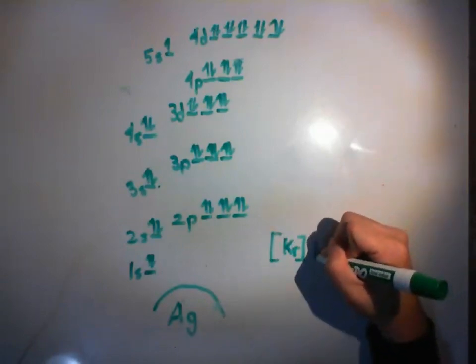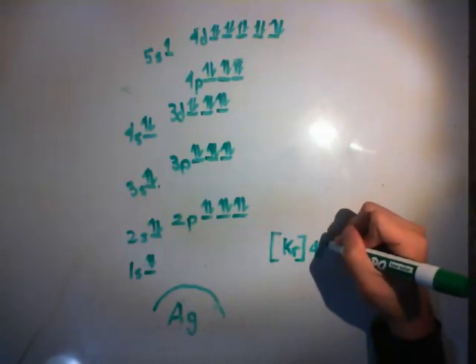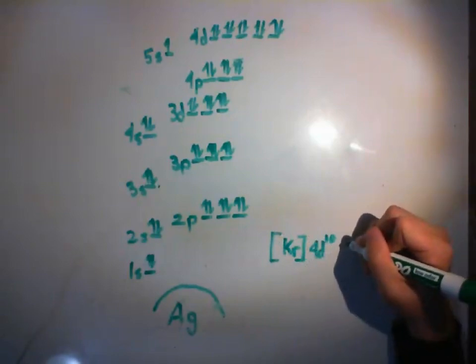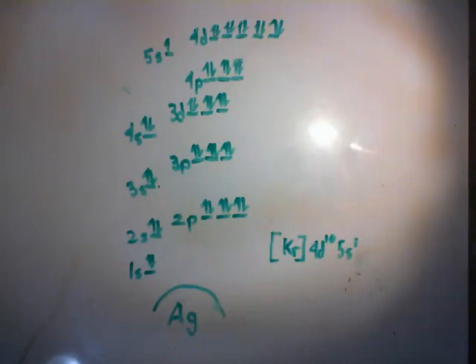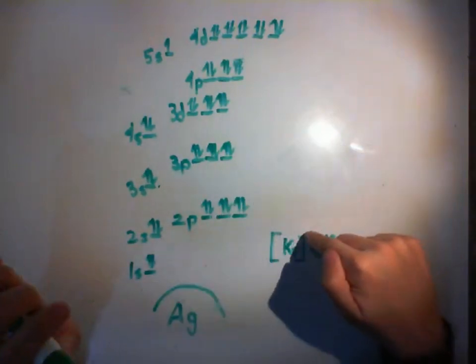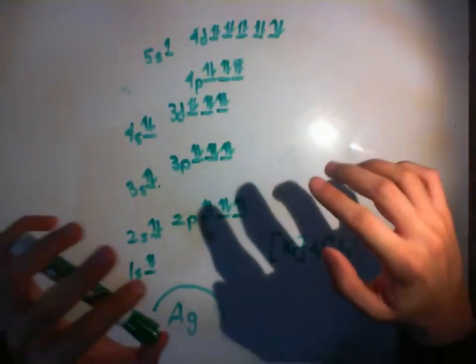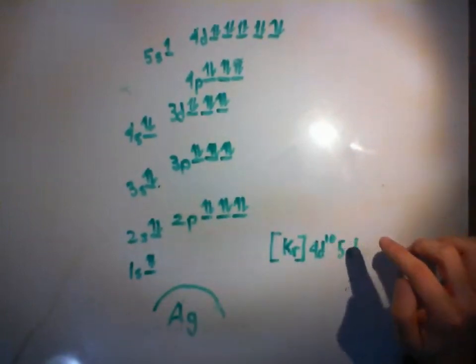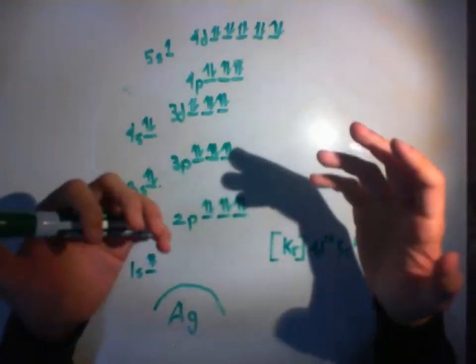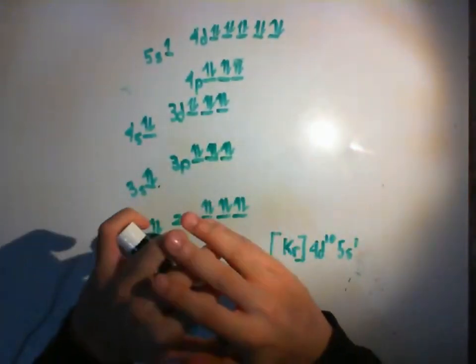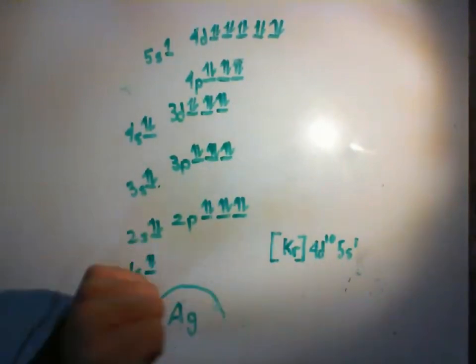and then 4d10, and then 5s1. So basically, we are showing that the electron configuration for silver is the electrons that you would need to configure krypton plus 10 and 1 electrons. So it's a very efficient and accurate shortcut.